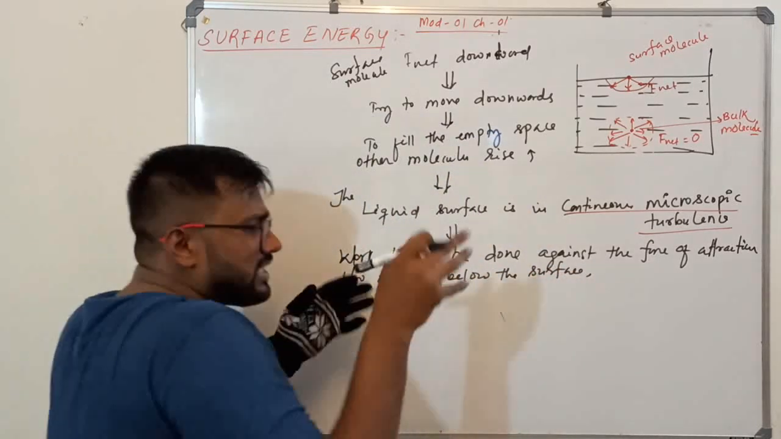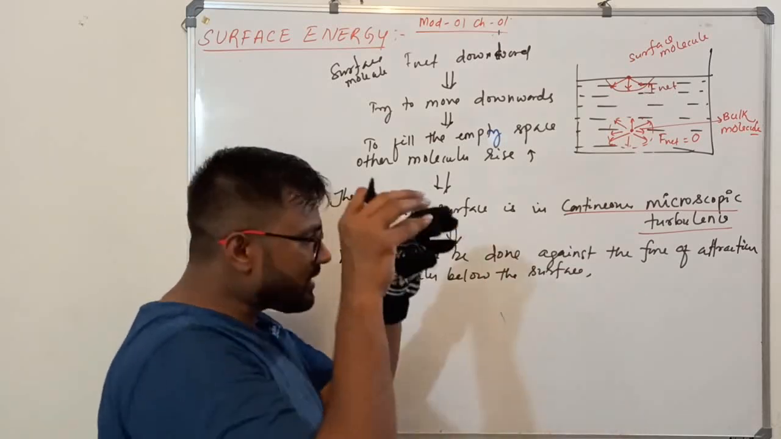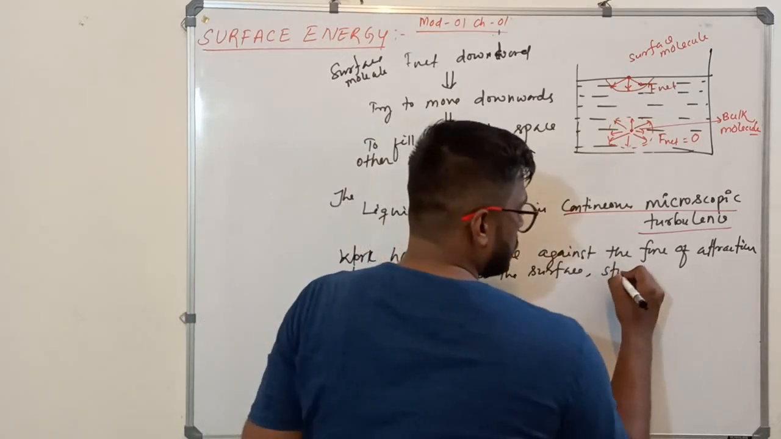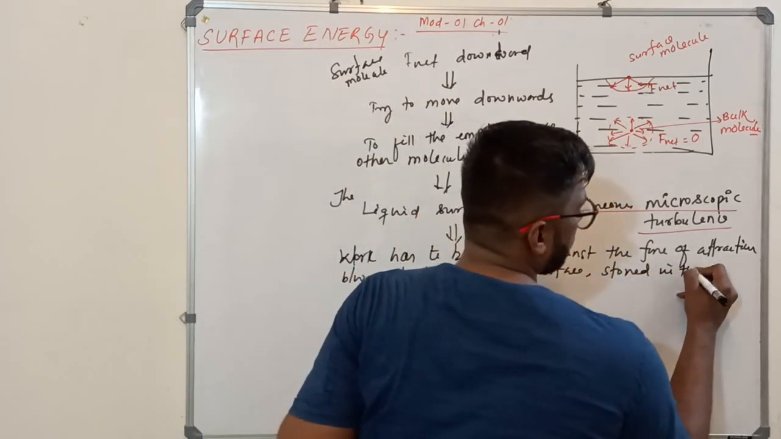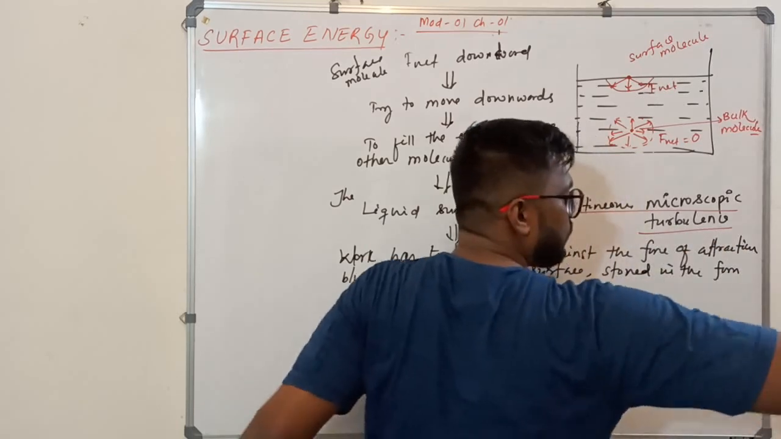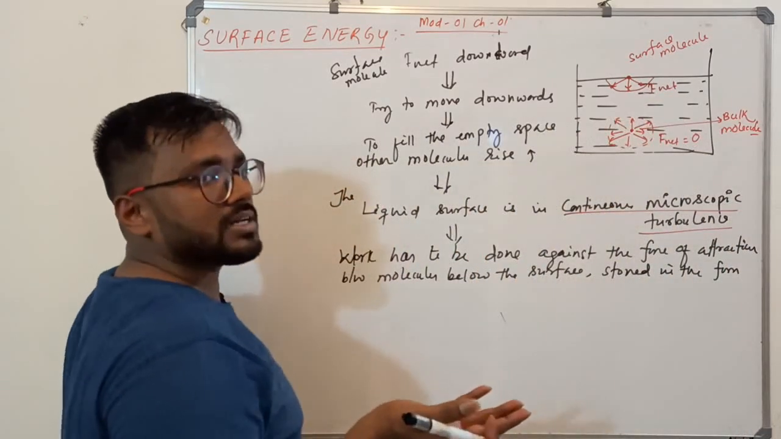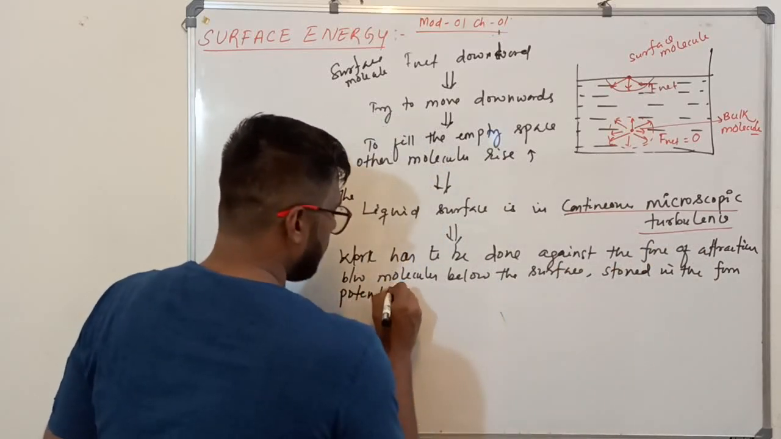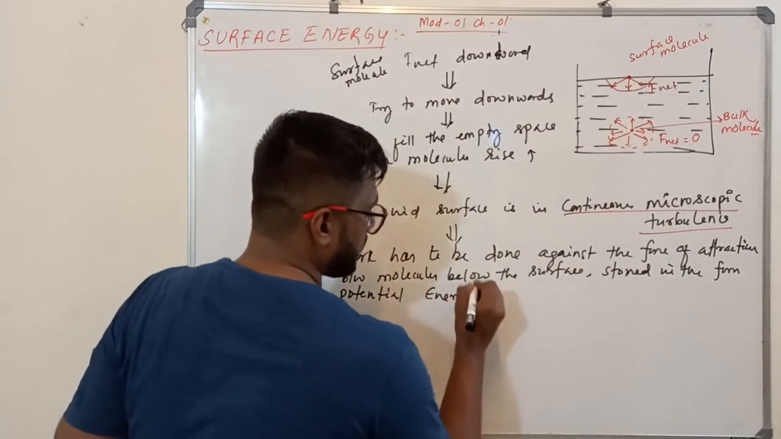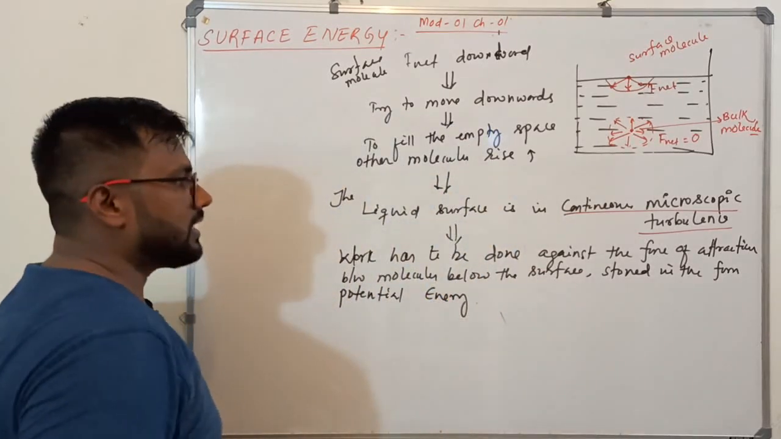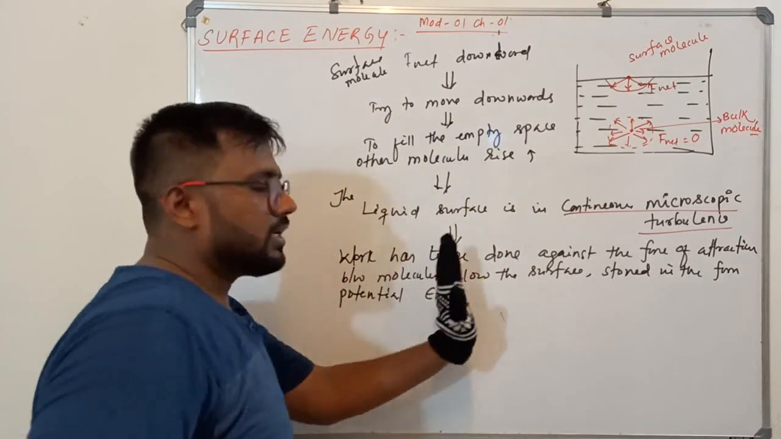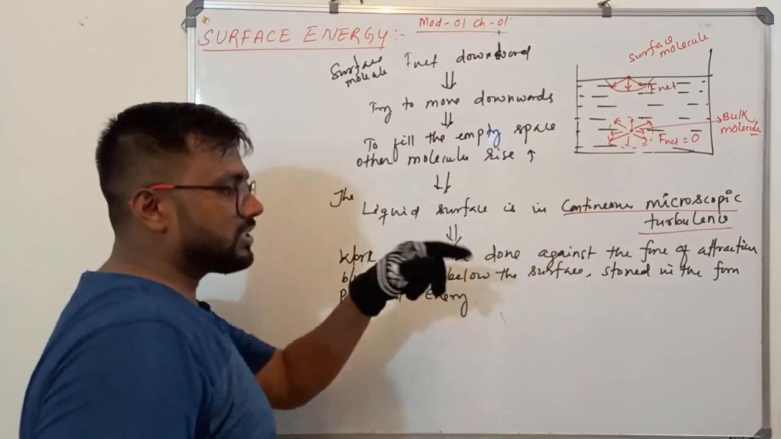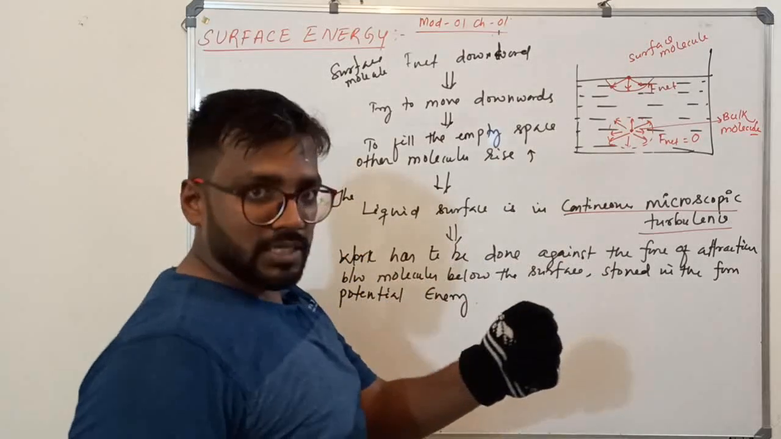How, sir? Where does this work go? It is stored in the form of potential energy. It's not doing any other work, it's not flowing anywhere. It's a container, the liquid is at rest, so it is stored. They store it in the form of which energy? Potential energy. The work you are doing against the force of attraction of the molecules below the surface is stored in the form of potential energy, and you are rising up.